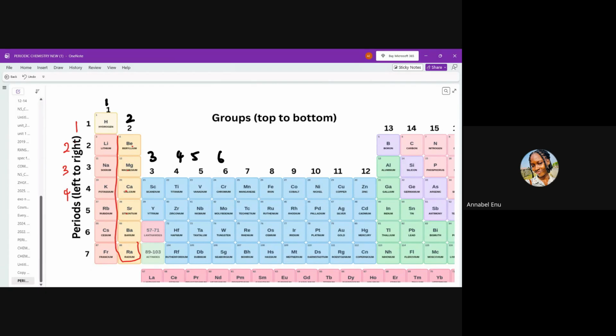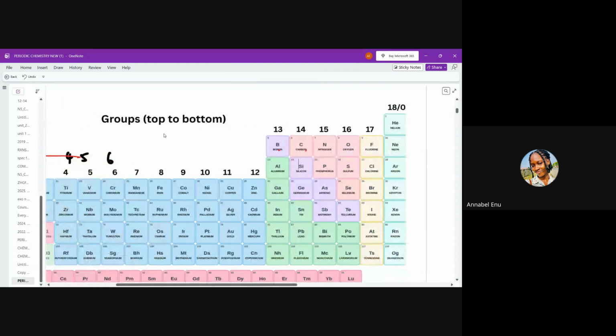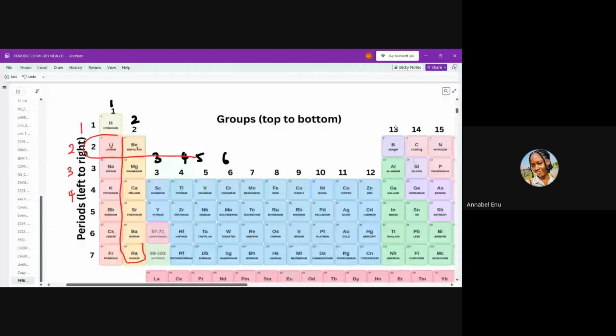But if we're being asked what are some elements in period 2, magnesium is not an element in period 2. It will be all the elements in this number 2 from left to right. So it will be lithium, beryllium, boron, carbon, okay. So in essence, all the elements in period 1 are only hydrogen and helium. Those are the only two elements in period 1.